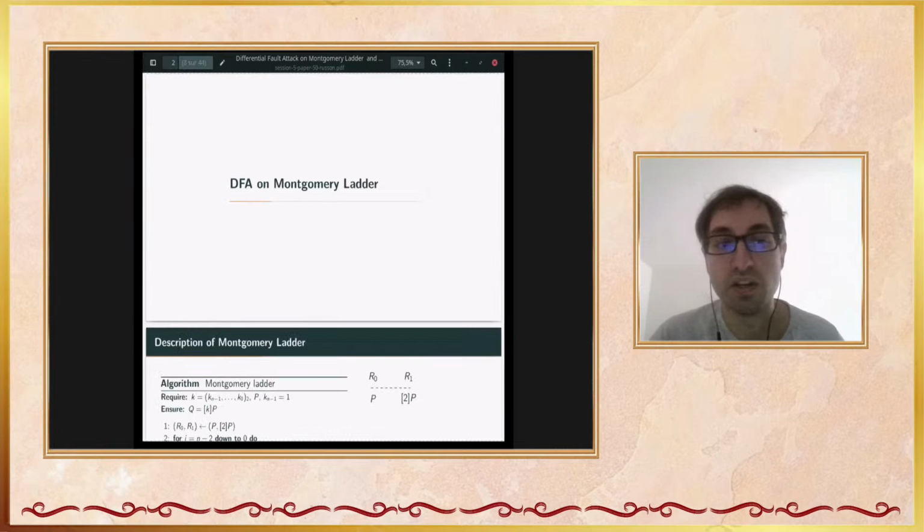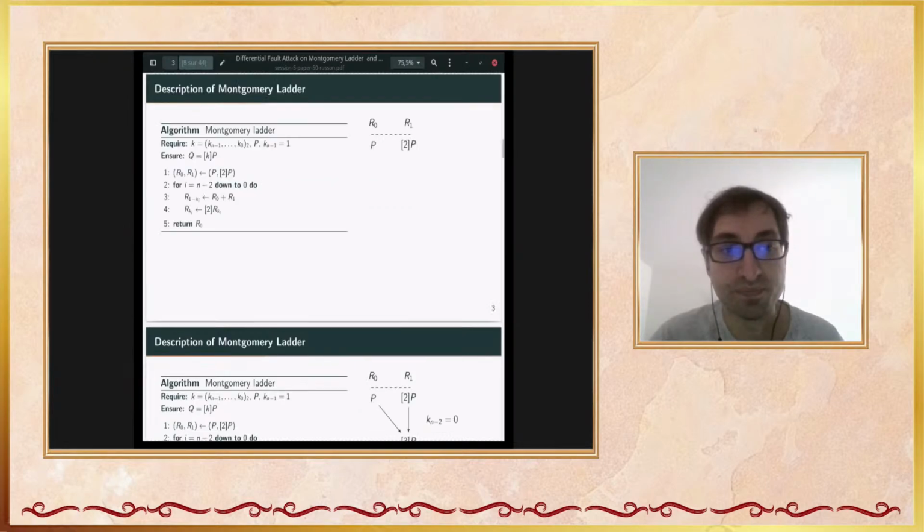Okay, so in the first part, I will present a new differential fault attack on a specific scalar multiplication algorithm, the Montgomery ladder. This algorithm takes as input the scalar k and a base point P, and it works like this. There is a point R0 and a point R1. R0 is initialized with the point P, and R1 with 2 times P, so P added with itself. On each step of the algorithm, there is always a point addition and a point doubling.